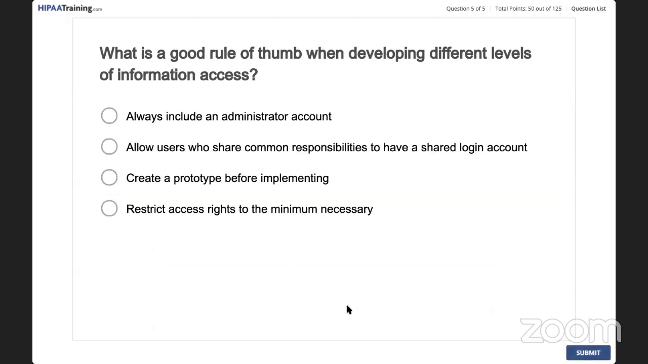What is a good rule of thumb when developing different levels of information access? Always include an administrator account. Allow users who share common responsibilities to have a shared login account. Create a prototype before implementing. Restrict access rights to the minimum necessary.